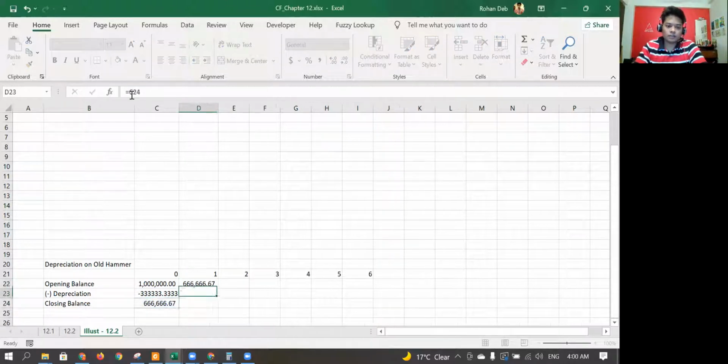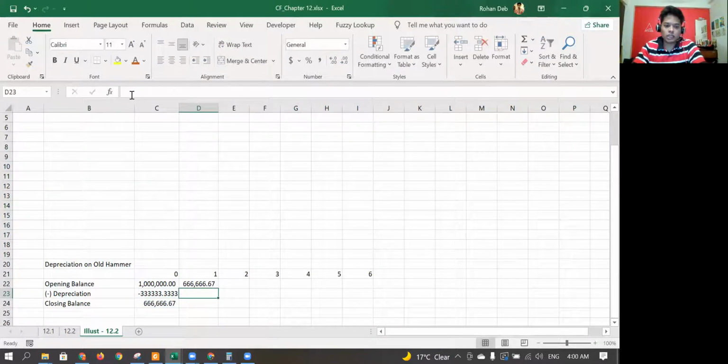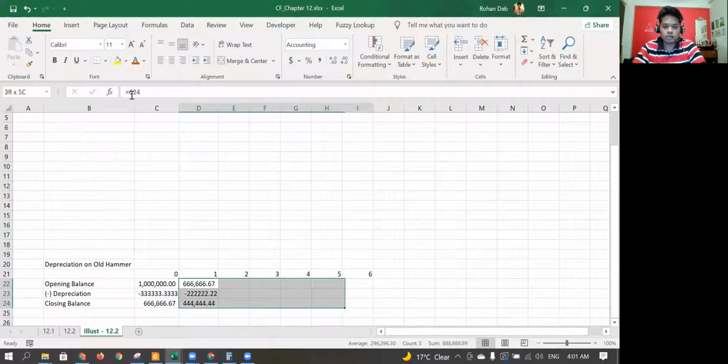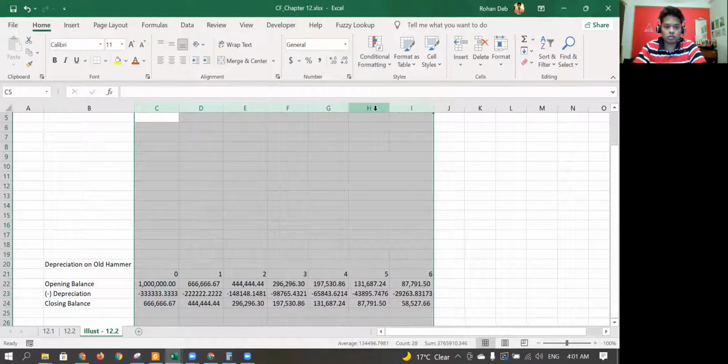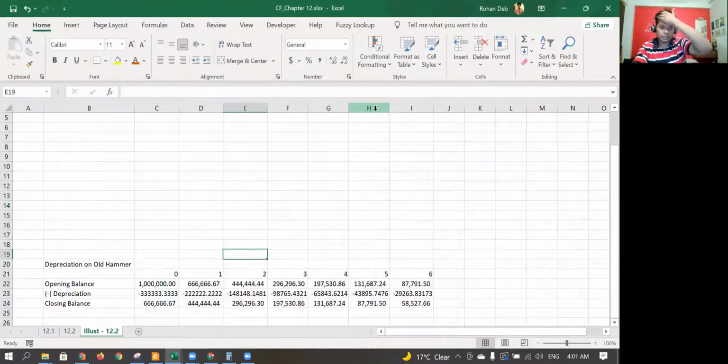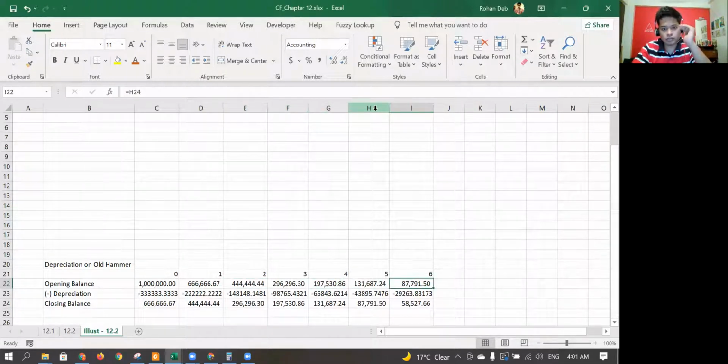I'll take this in the beginning. Control right, and then I can just drag this to the end and increase the column. Okay, so basically it says that it has been depreciated for 2 years. This is the starting value today, and it can run for 5 years. So 1, 2, 3, 4, 5. Okay. Now this is what they have said, and at the end of the 5th year, it can be sold for 58,527.